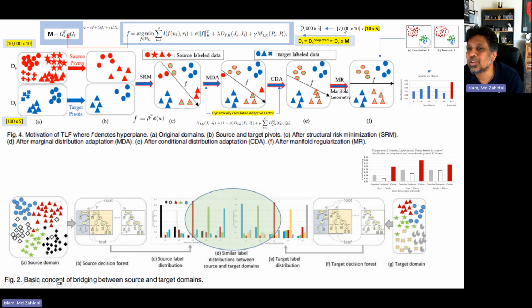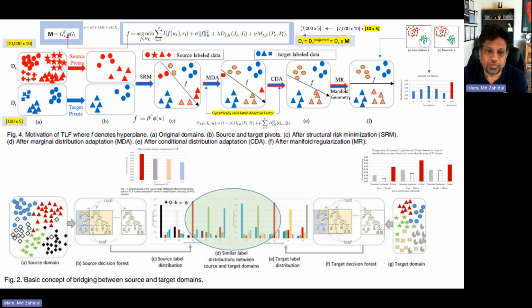So once we have 7,000 records and 10 columns and multiply by the projection matrix, 10 by 5, we get 7,000 records and 5 columns. And 5 columns, see, magic, is the same as the 5 columns of the target data set. So now we have basically 7,000 records for the target domain. And we originally also had 100 records. So together, we now have 7,100 records of the target domain.